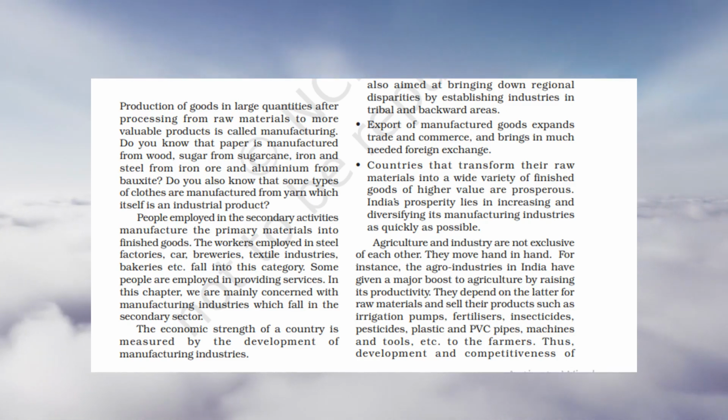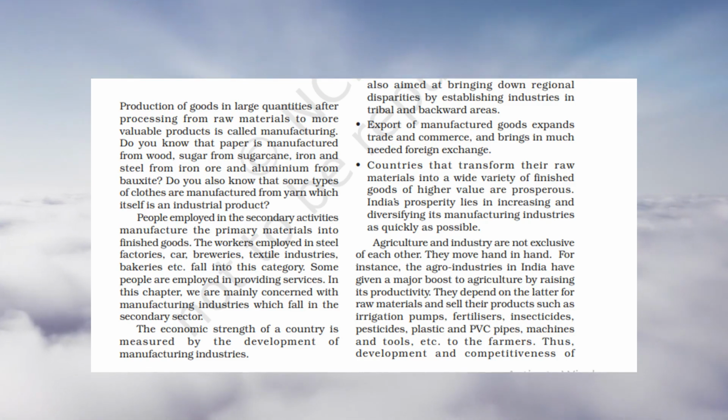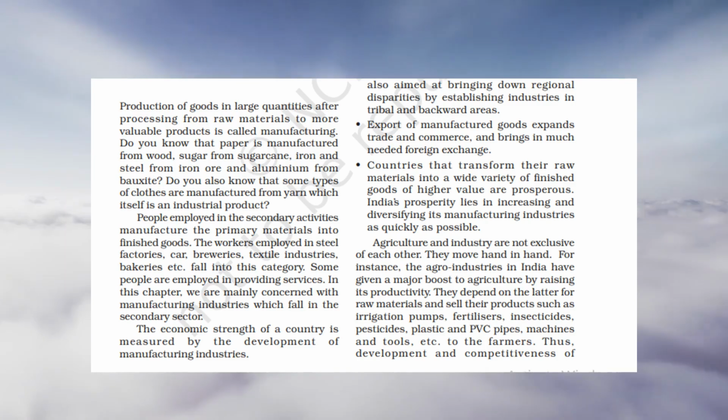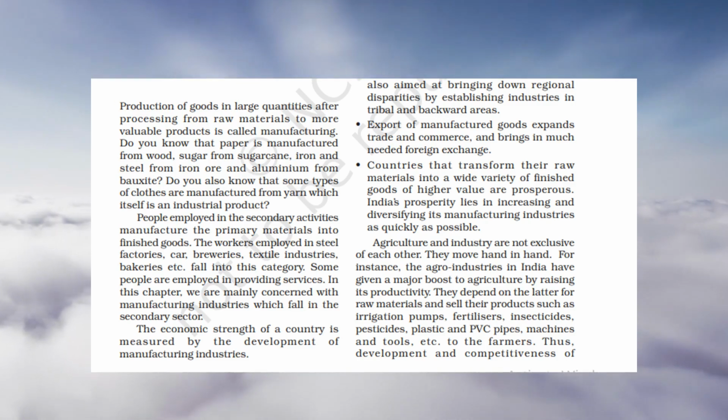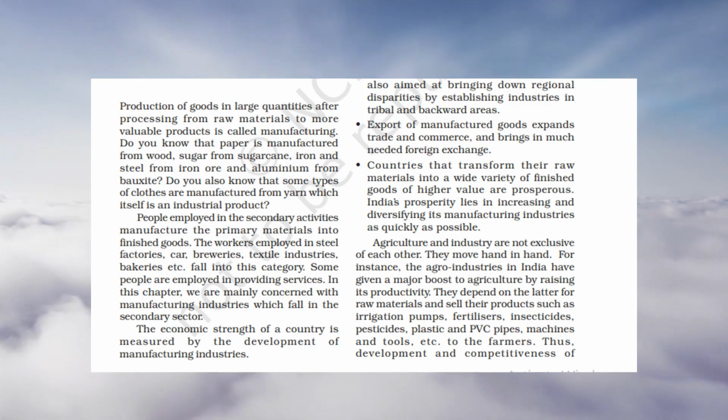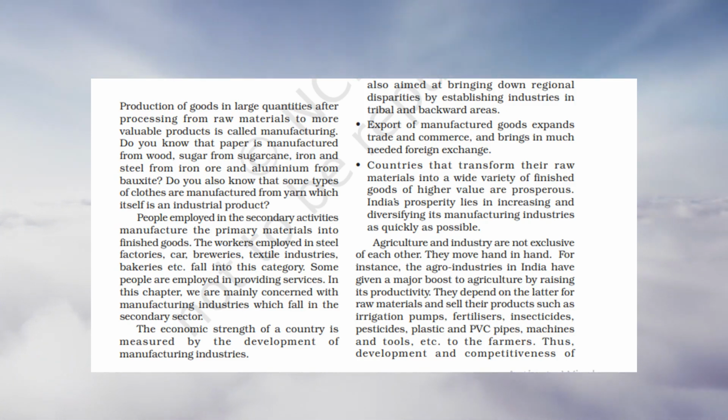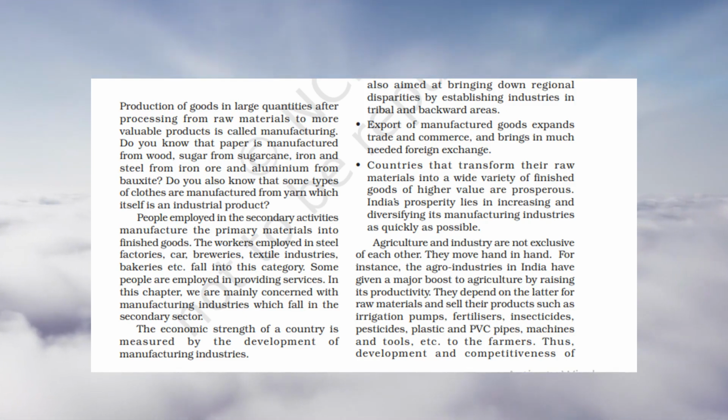The workers employed in steel factories, car, breweries, textile industries, bakeries etc. fall into this category. Some people are employed in providing services. In this chapter, we are mainly concerned with manufacturing industries which fall in the secondary sector. The economic strength of a country is measured by the development of manufacturing industries.